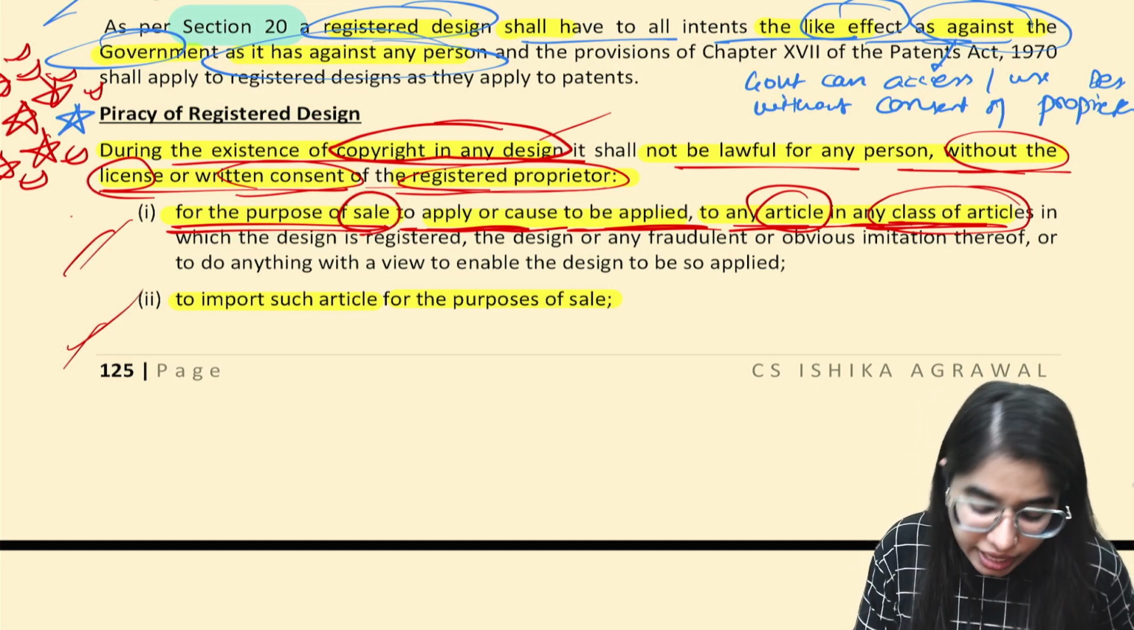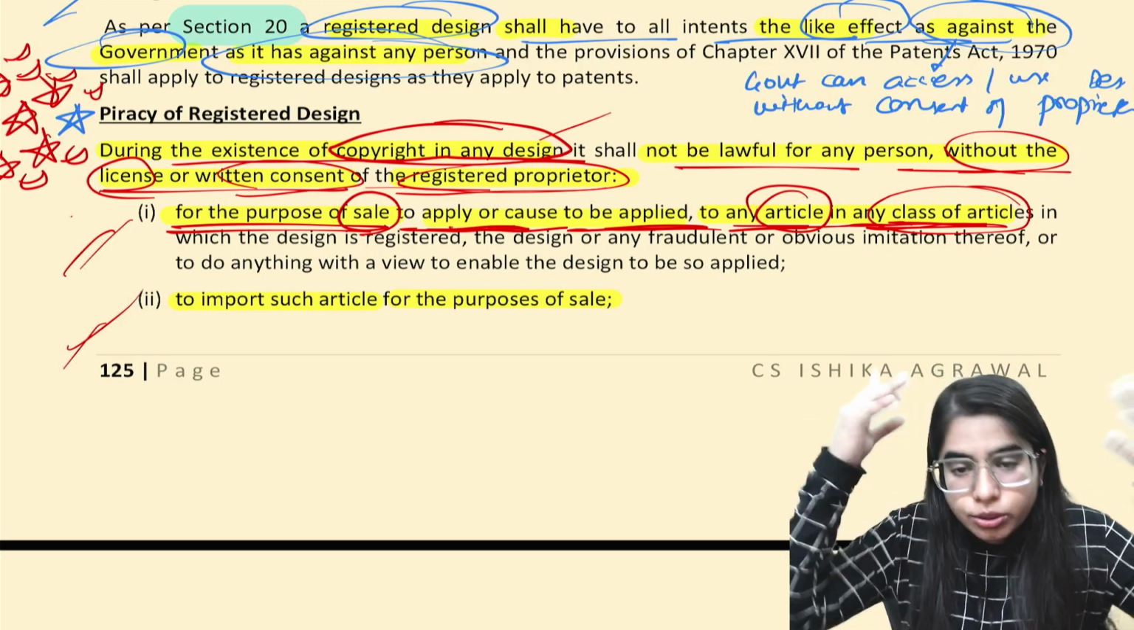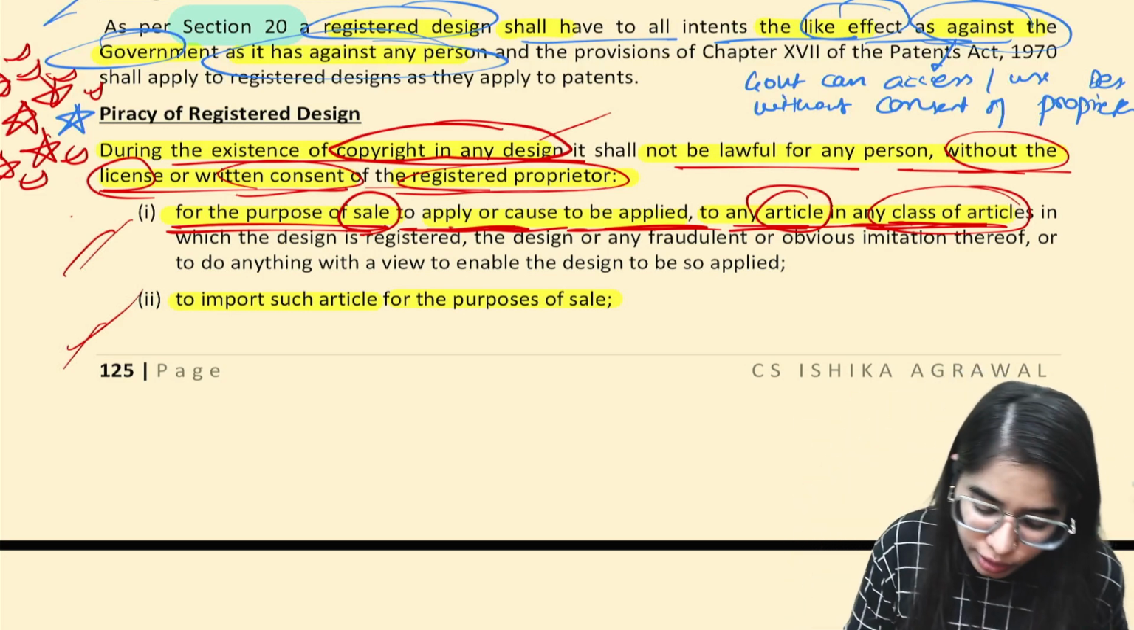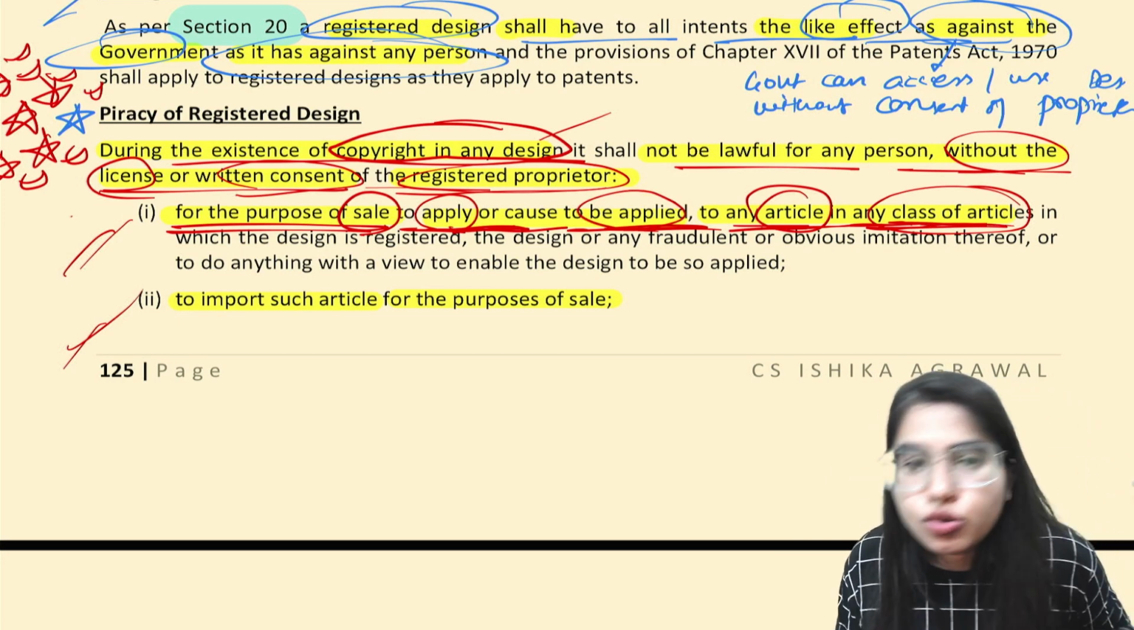For the purpose of sale, what you are doing is applying that design to a particular article. You are applying that design to a lehenga, to a product. You are applying that design to an article for the purpose of sale. This is called piracy of design.